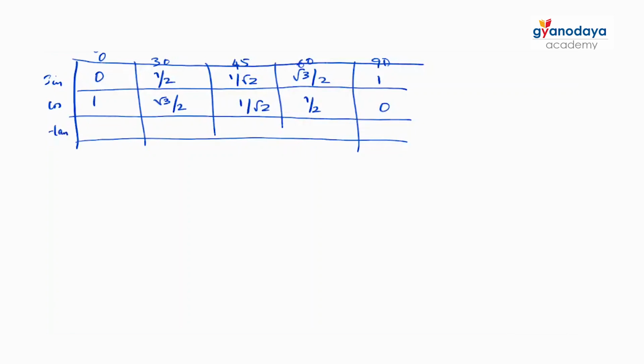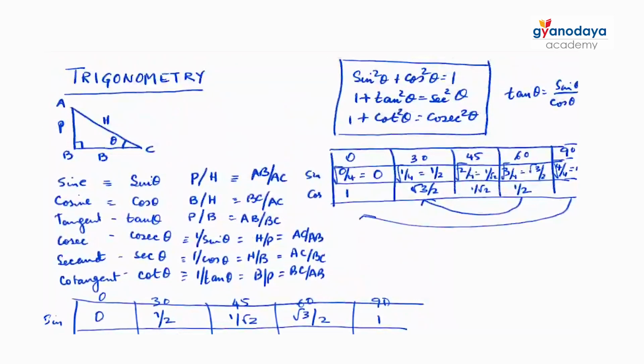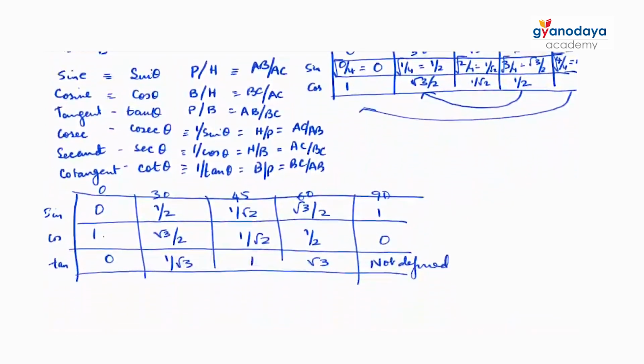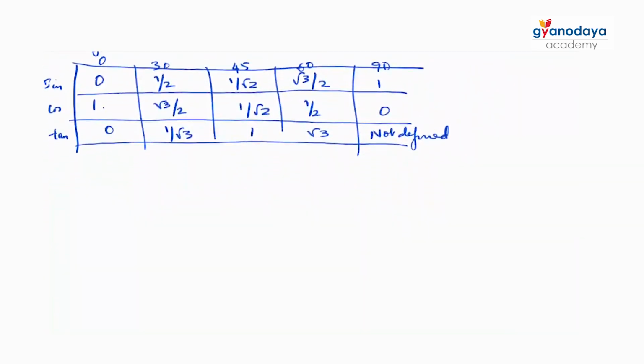Tan theta we know is sin theta over cos theta. So essentially I'm going to be dividing this by this, which is 0. This divided by this will be 1 by root 3, then 1, root 3, and this will be 1 divided by 0, so we say it is not defined. So we have looked at the formulae and the basics, and then we need to remember these ratios to solve some of the problems.